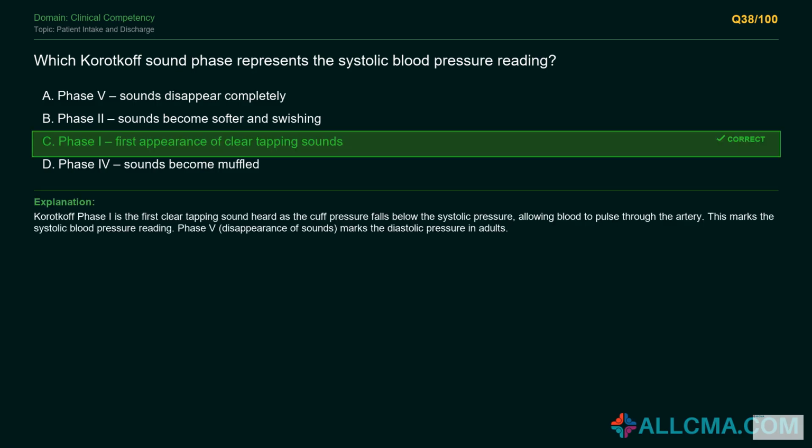The correct answer is C. Korotkoff phase 1 is the first clear tapping sound heard as the cuff pressure falls below the systolic pressure, allowing blood to pulse through the artery. This marks the systolic blood pressure reading. Phase 5, disappearance of sounds, marks the diastolic pressure in adults.